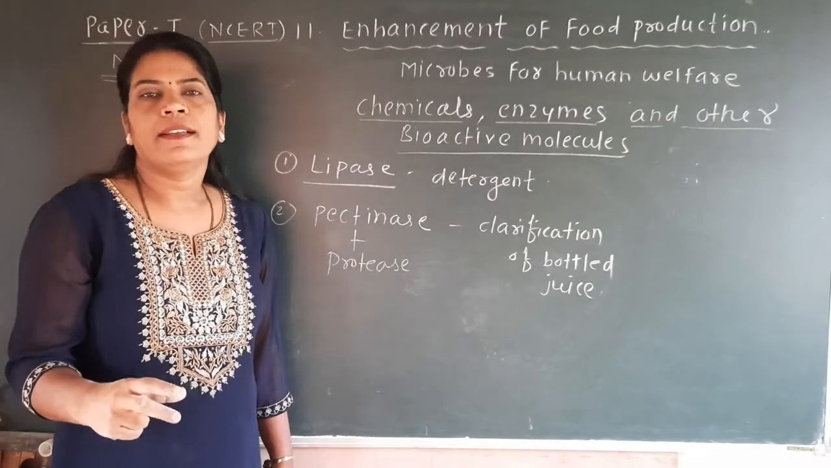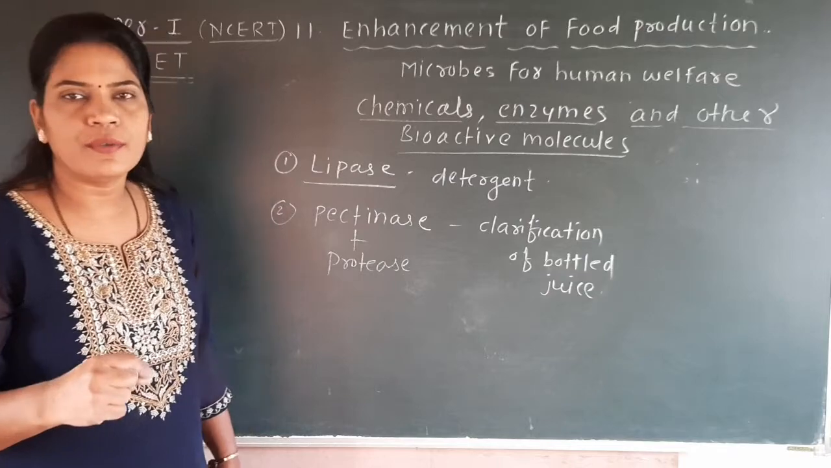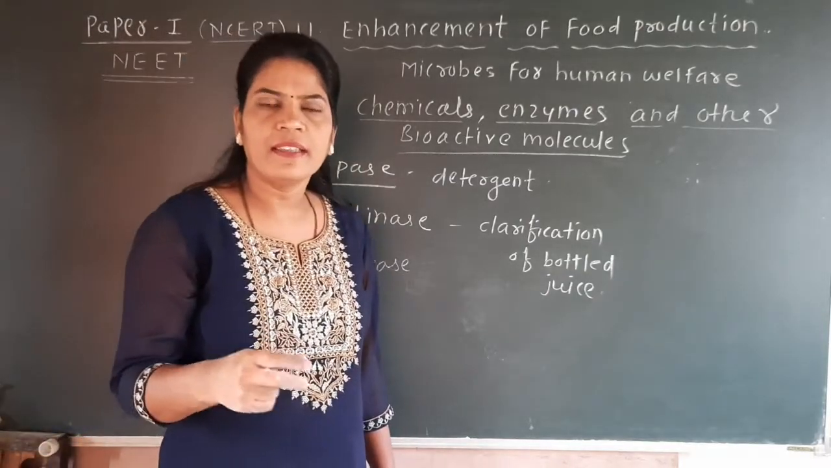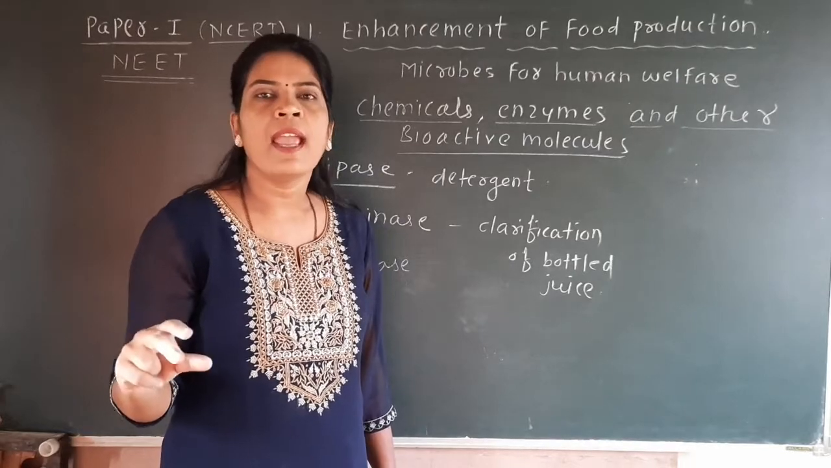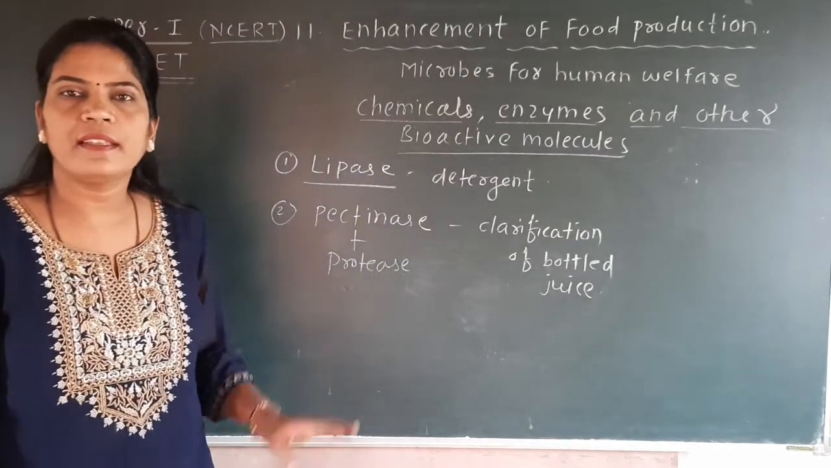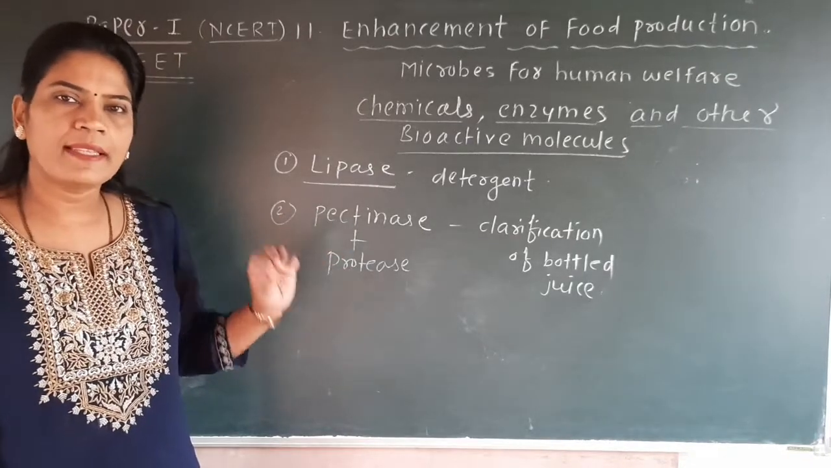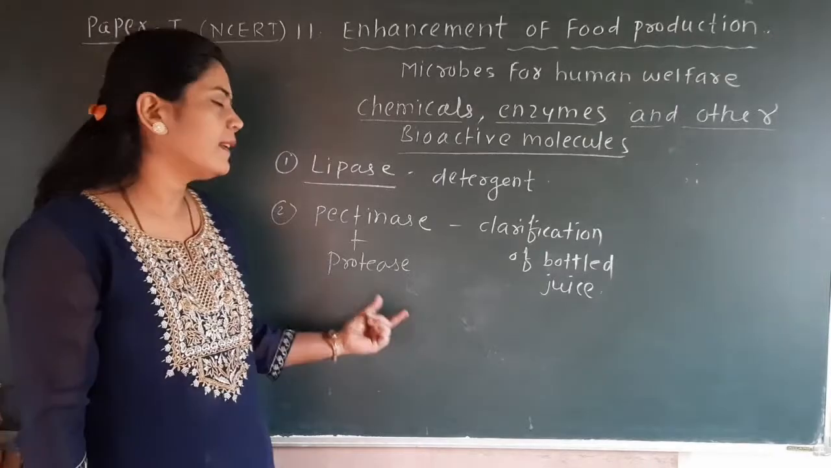See here, if we make juice in our home, then you can see that in that juice a number of fibers are there. That juice is not clear like the market juice. Remember here that in the market the juice can be prepared by adding some enzymes, and the names of those enzymes are pectinase and protease.